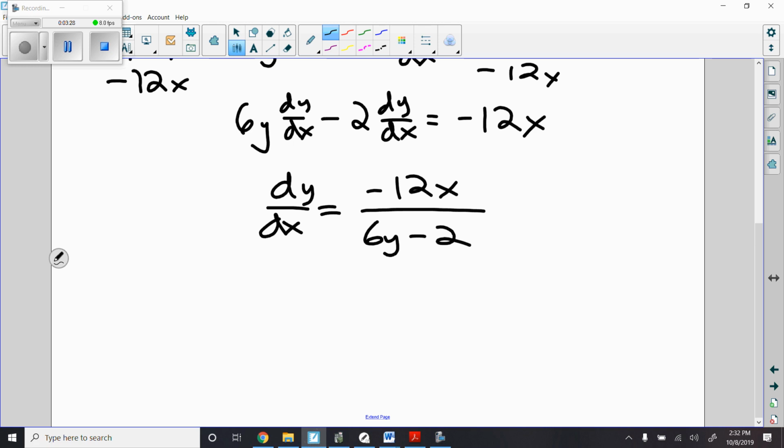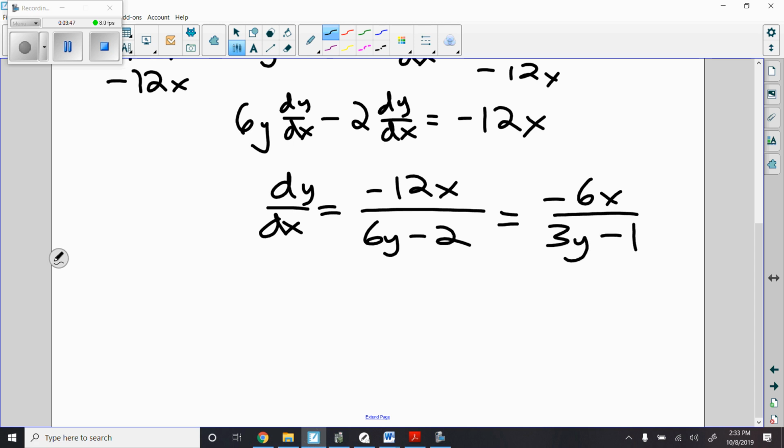And now I just want to take a second and see if I can simplify this at all. I can't cancel out any x's or y's because not all three terms have them. But all three terms are divisible by 2. So I can divide everything by 2 and get negative 6x over 3y minus 1.